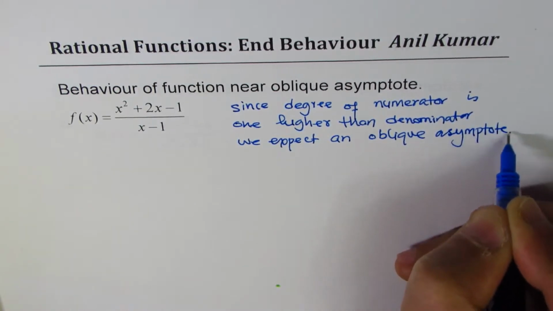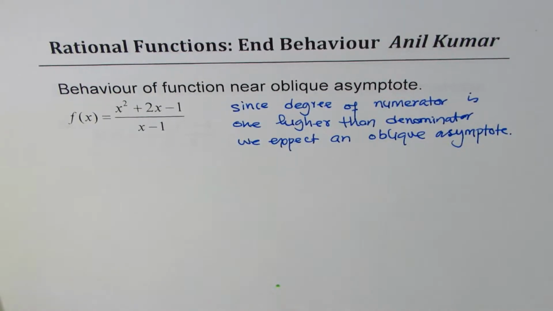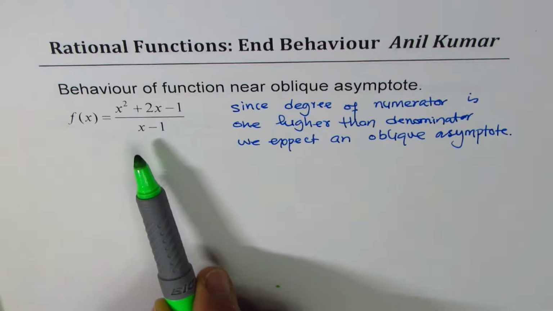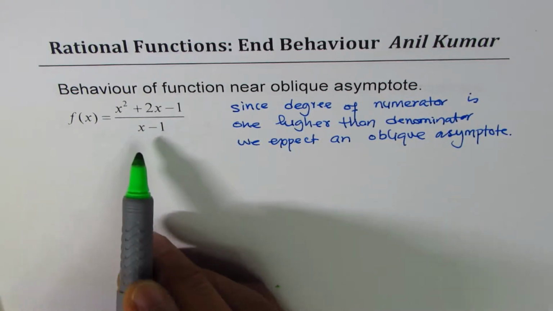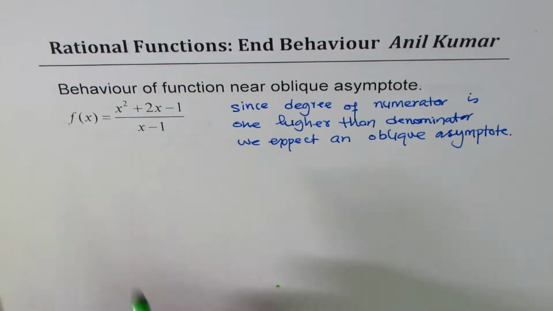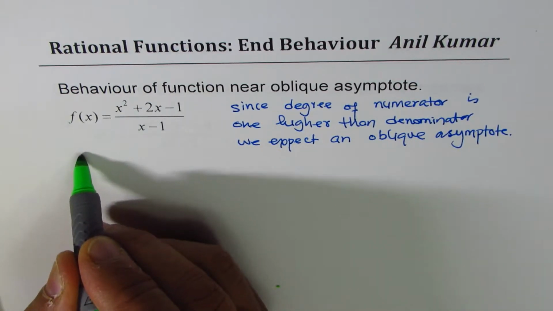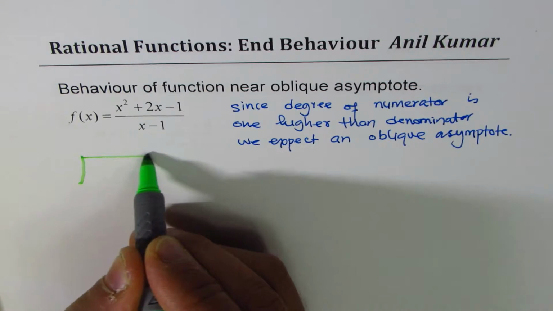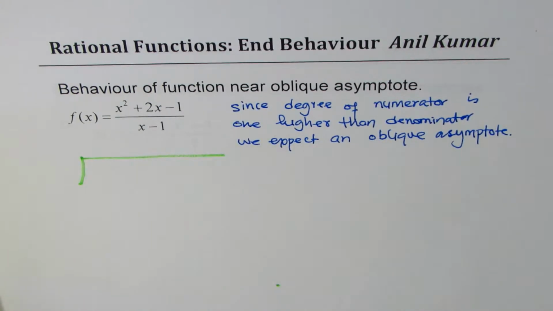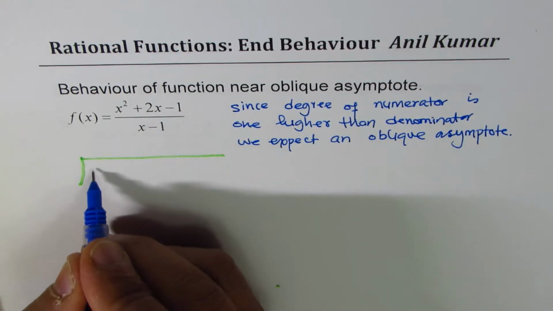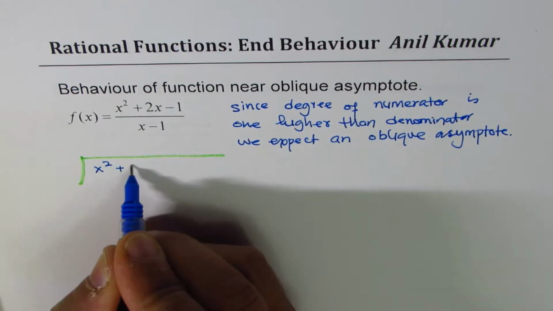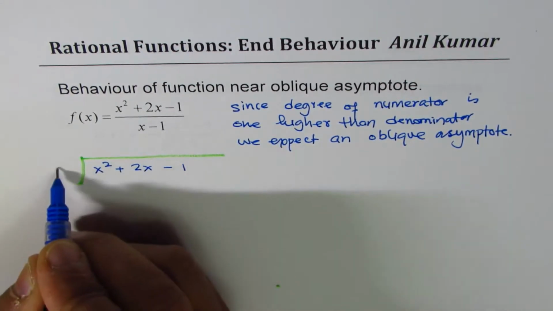So first we need to know how to calculate this oblique asymptote. We could do it by dividing the numerator by the denominator. You could do synthetic division or long division. Since many of my students are not very familiar with synthetic division, I'll go for long division. So let's divide x squared plus 2x minus 1 by x minus 1.